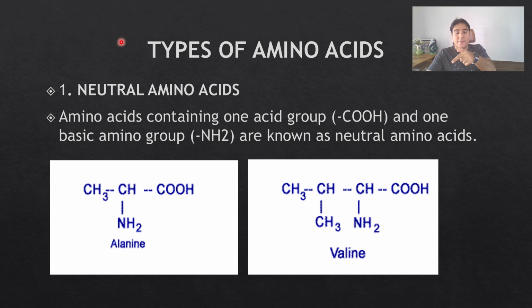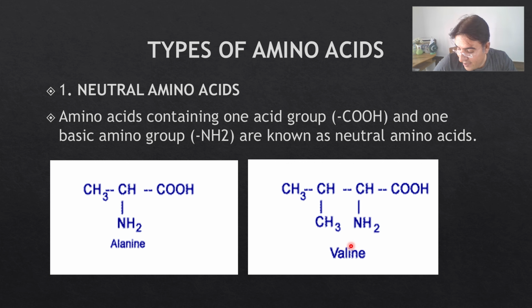What is R? The NH2CH is the same. What is R? If the R is H, it's glycine. If the R is a methyl group, it is alanine. If the R is an isopropyl group, you can see here, it's valine. So understanding the amino acids with a chemistry background is very much enjoyable.